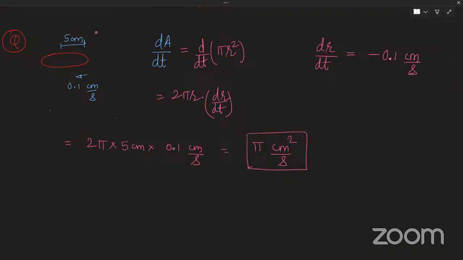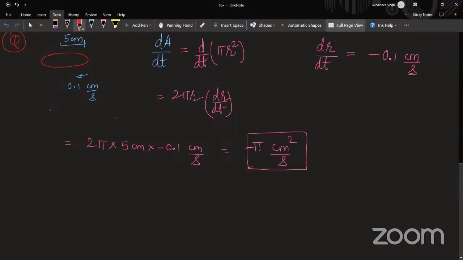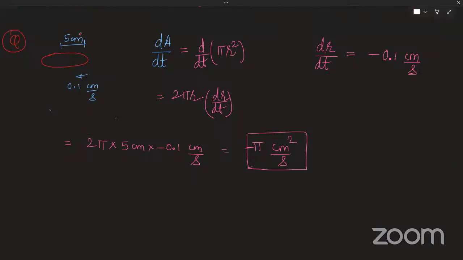Fine. Everyone? Okay, so there should be a minus sign, right? So minus pi centimeter square per second. Yes, sir. So can you tell me what is the significance of this minus in the answer? What does the minus tell you in the answer? What is meant by the word minus in the answer?